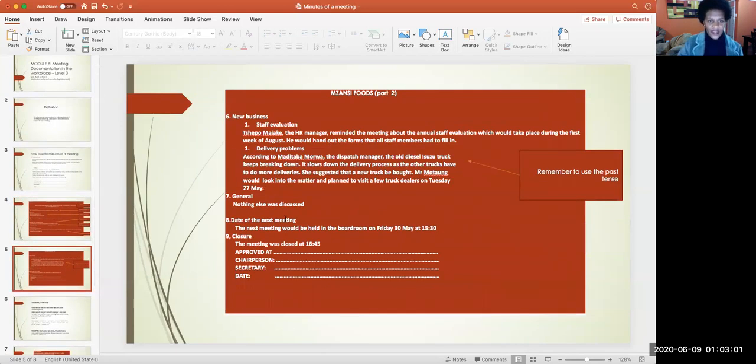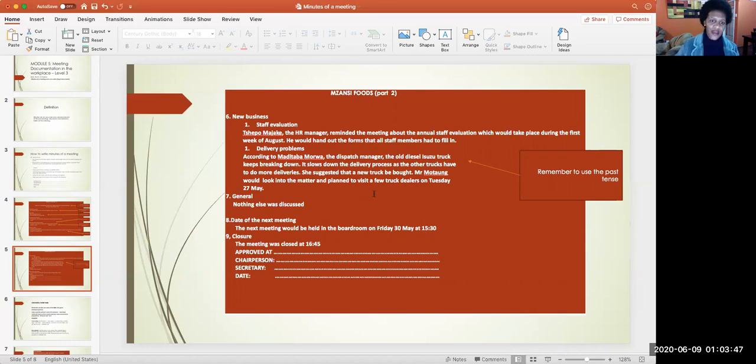Okay. And let's go to point number six, which is part two of the minutes. Number six will be your new business. New business, remember I said it is items of this meeting, items of the current meeting. So every piece of information that you are going to discuss, which is current in this meeting, is going to be under new business. Staff evaluation. Tepo Mujake, the HR manager, reminded the meeting about the annual staff evaluation, which would take place during the first week of August. You would hand out the forms that all staff members had to fill in.